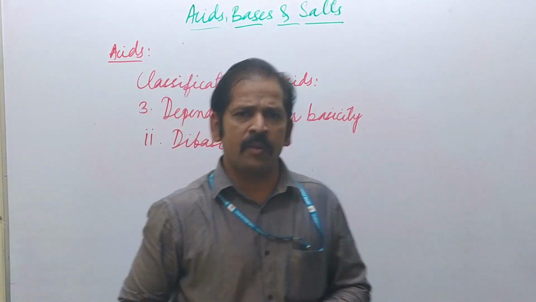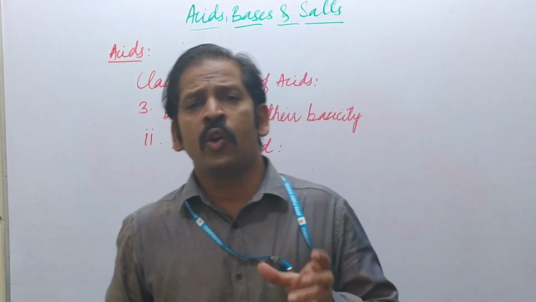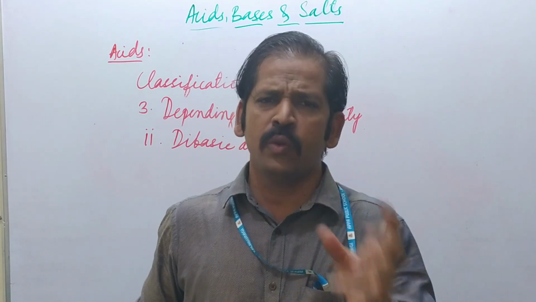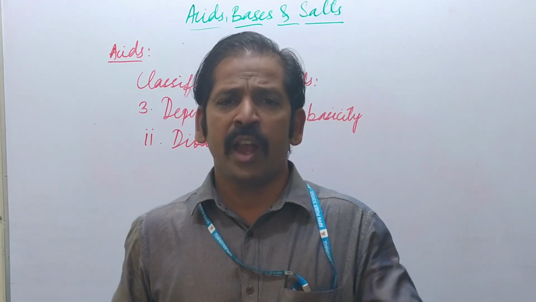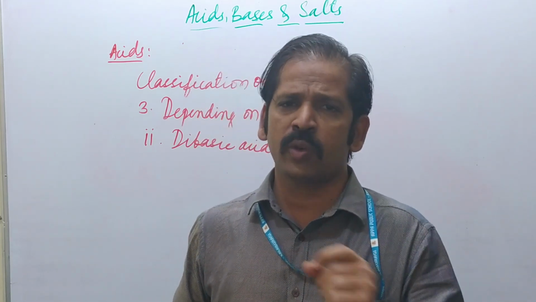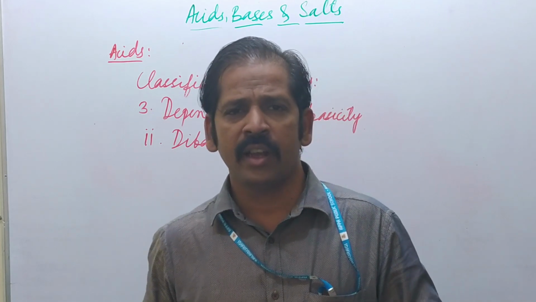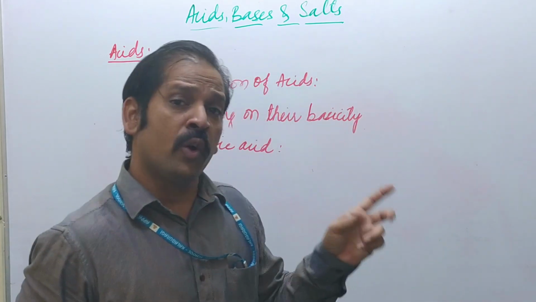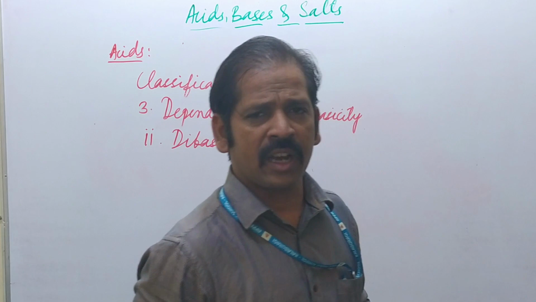The best example, which acid will be having two hydrogen atoms? Usually sulfuric acid, H2SO4. H2SO4 is the formula of sulfuric acid. And now we are going to get two hydrogen ions. Just we'll see how it happens.